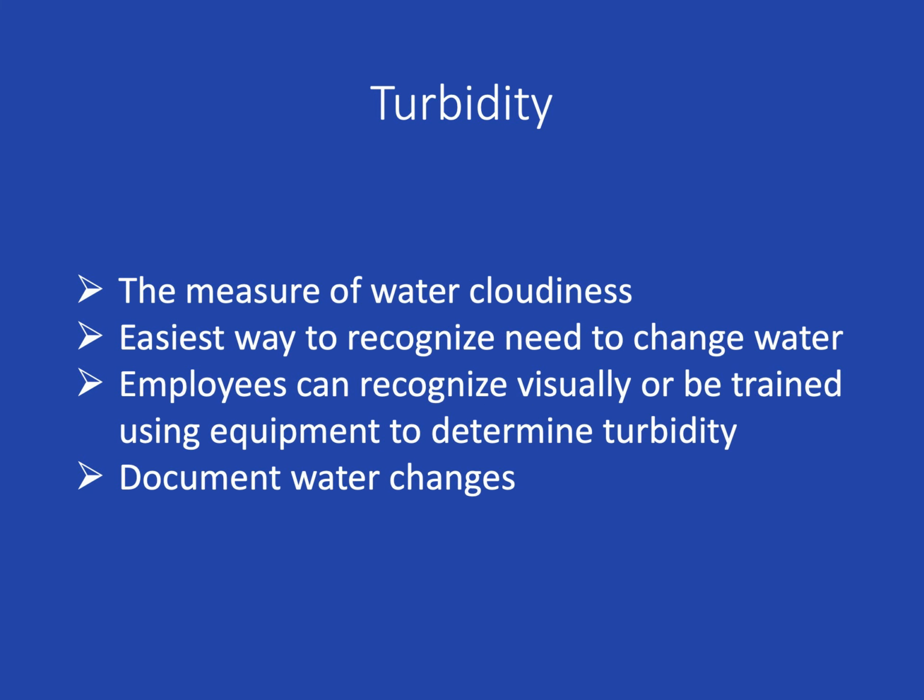Though pH and temperature are ways to monitor the quality of water, one of the easiest ways to know if water needs to be changed is based on its turbidity. Turbidity is the level of water cloudiness and can easily be seen by workers. Workers will receive additional training from their supervisors so that they can recognize the acceptable levels of turbidity and when the water should be changed.